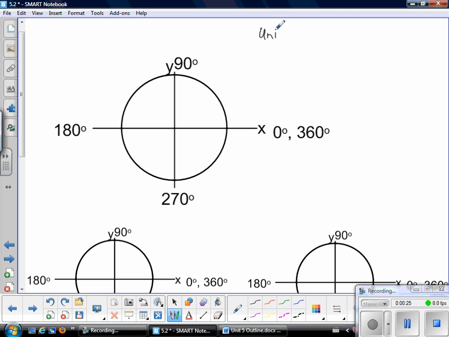Now the reason we call it the unit circle is because its radius is 1 unit. So that means if the radius is 1 unit, from here to here is 1. So that would be the coordinate (1, 0). And that means that at the top here, I would have the coordinate (0, 1). Over here would be (-1, 0). And finally, down at the bottom would be (0, -1).